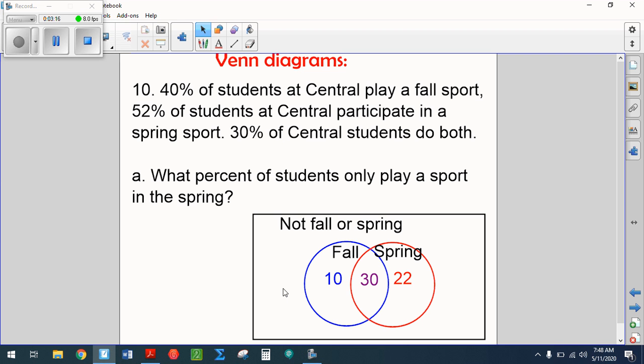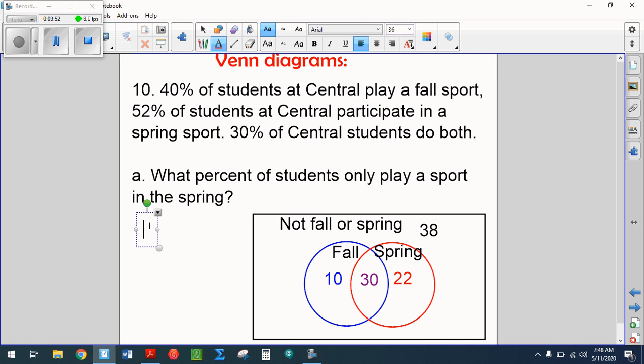And then if I want to know what percent of students don't play fall or spring, I have 10 plus 30 plus 22, it's 62. There's 62 students represented in the fall and spring sports. So 100 minus 62 would be 38. I have 38 students that don't play a fall or spring sport. Now the question, what percent of students only play a sport in the spring? So only in the spring, 22 out of the 100, or 22%.